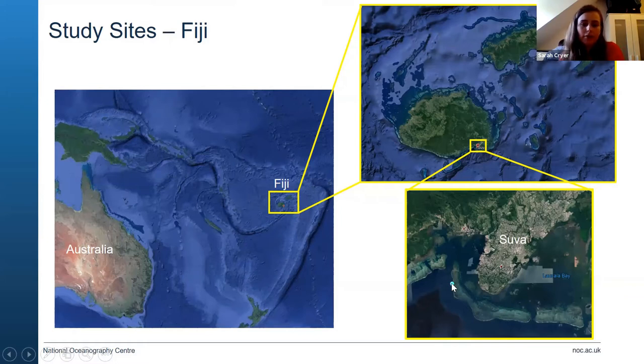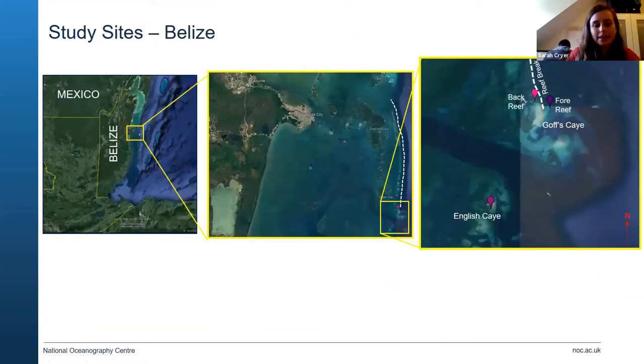And then finally, we have the Belize sites, and in Belize, we actually have three sites. So the platforms are situated just off of Belize City on the Barrier Reef. So Belize City is here. The Belize River discharges just to the north of Belize City. And we have different sites here.